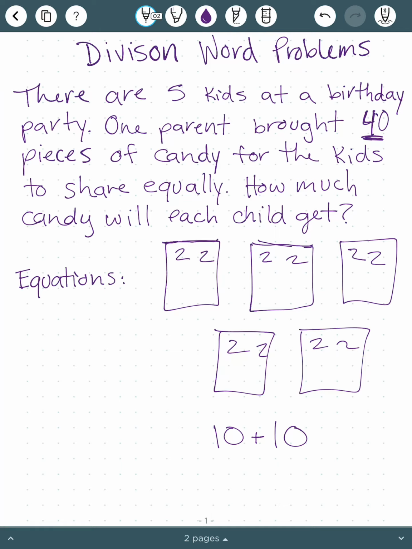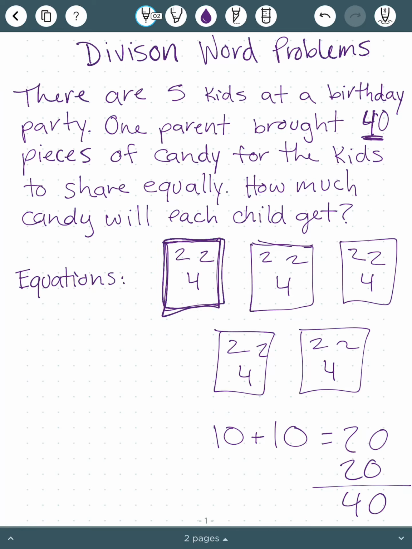Well, I know that 2 plus 2 equals 4, and 10 plus 10 equals 20, and we've used half of our 40 pieces, so maybe I could put 4 in each bag, and that would be 4 times 5 is 20, so we know 20 plus 20 is 40. And then we want to look at specifically what is in one child's bag. So 2 plus 2 equals 4, plus 4 again equals 8. So each child will get a total of 8 pieces of candy.